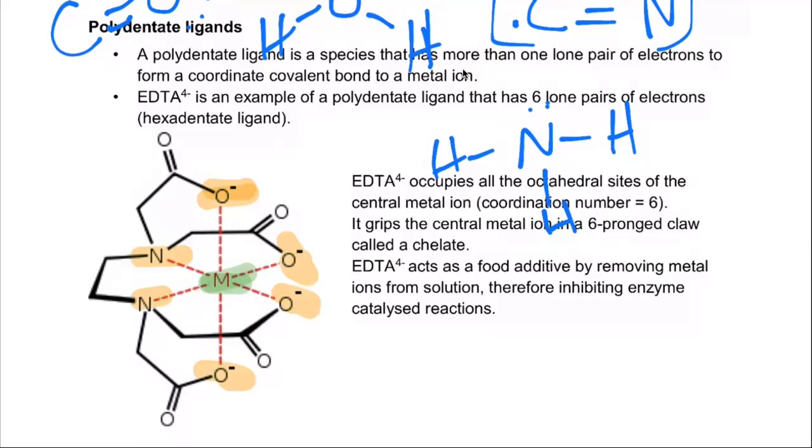And so a big example of this is this thing called EDTA with a 4- charge. And the reason it's common is because, as it says here, it's a food additive. Companies will add it to their foods or to their product. And what it does is it removes metal ions from the solution and inhibits an enzyme reaction from happening.